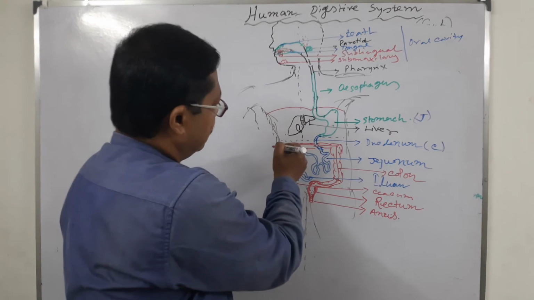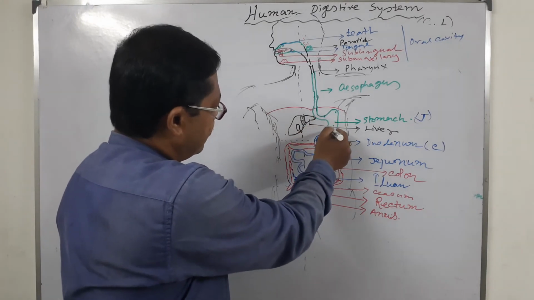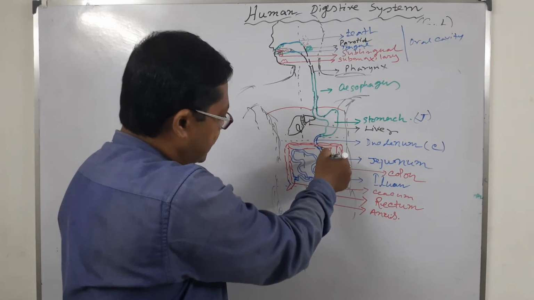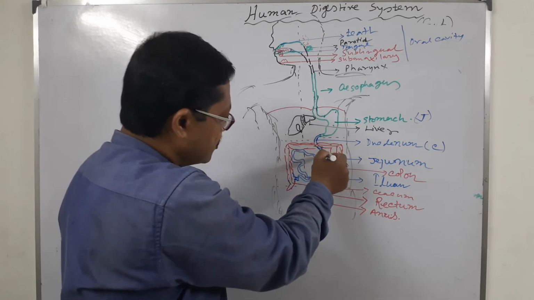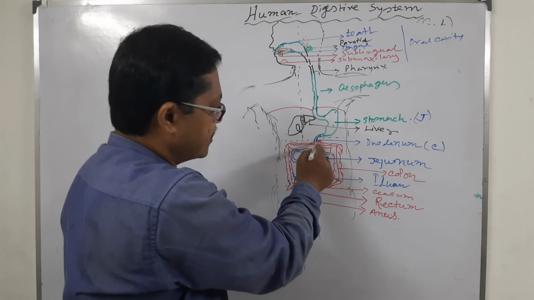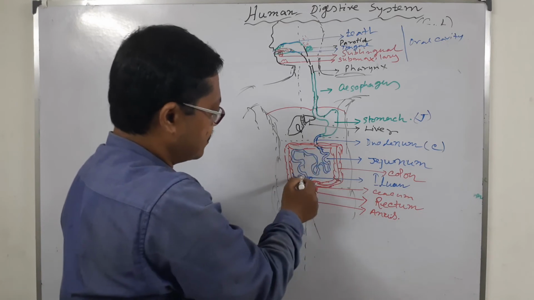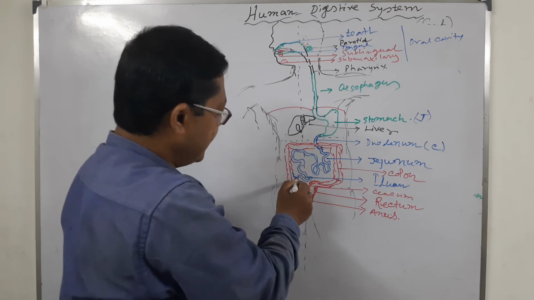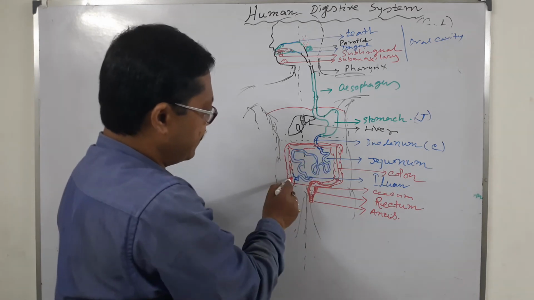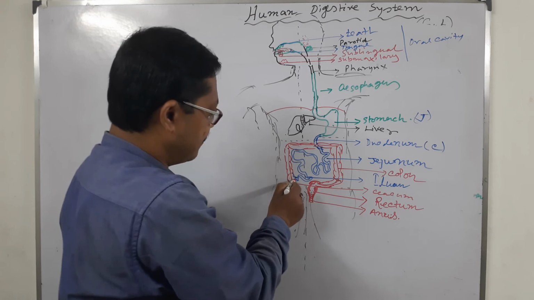Then after the stomach, a convoluted structure is present. This is called the small intestine. It consists of 3 parts: the upper part is the duodenum, then the jejunum, and the last part is the ileum. Then the ileum opens into the large intestine, and this is called the cecum.